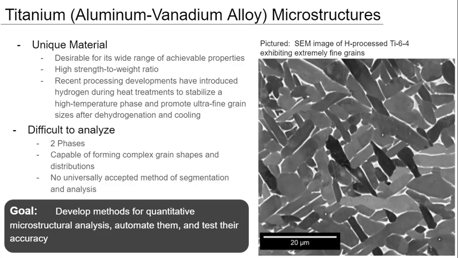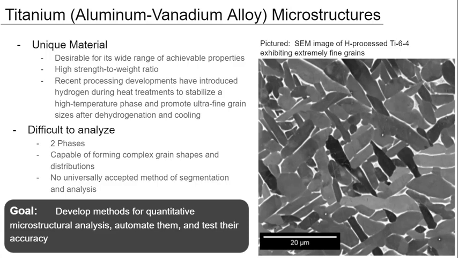So Ti-6-4 is a titanium aluminum vanadium alloy that has a wide range of achievable mechanical properties and is desirable especially in the aerospace industry because of its high strength to weight ratio. And the microstructure that I'm looking at has been developed by people at ARL, and it's got very fine grains because of the hydrogen thermal treatments that it's been put through that allow greater amounts of undercooling and ultra fine grains to form. But it's a very difficult structure to analyze in terms of its microstructure because it's two-phase.